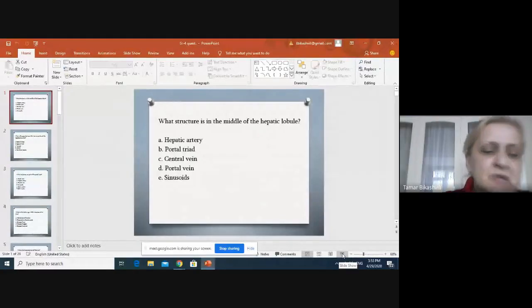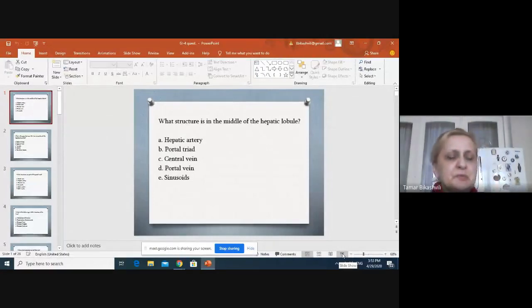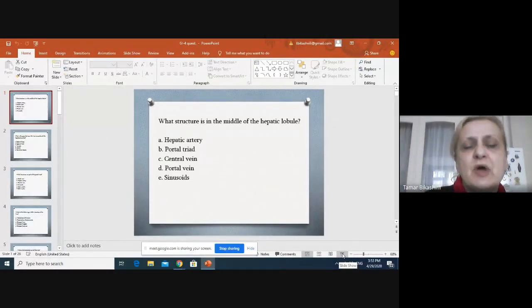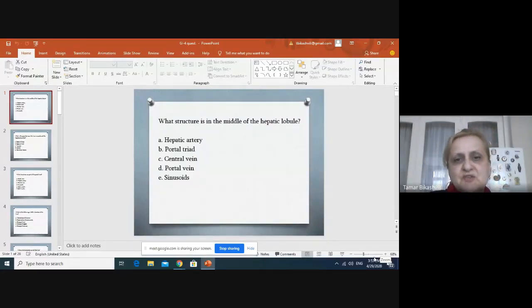Okay, so we will repeat this material, and yes, you have to answer these questions. What structure is in the middle of the hepatic lobule? Easy question. What structure is in the middle of the hepatic lobule? Hepatic artery, portal triad, central vein, portal vein, or sinusoids?